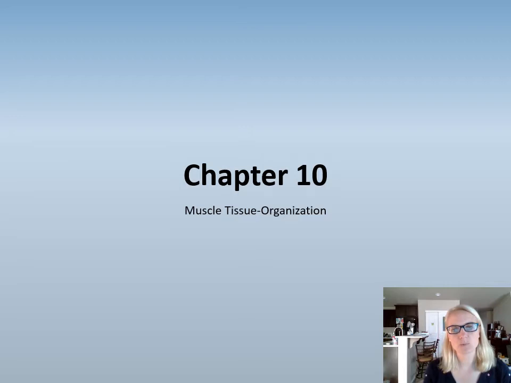So as we do with all the beginnings of body systems, I'm going to go over the functions of the skeletal system. And then this mini lesson is going to focus on the organization of muscle tissue. So going into how muscles are organized from the whole organ level all the way down to the cellular and molecular level. So first of all, functions.